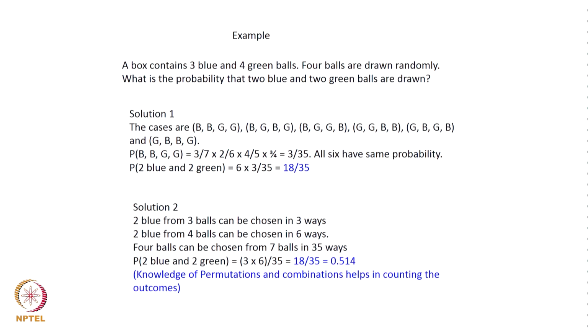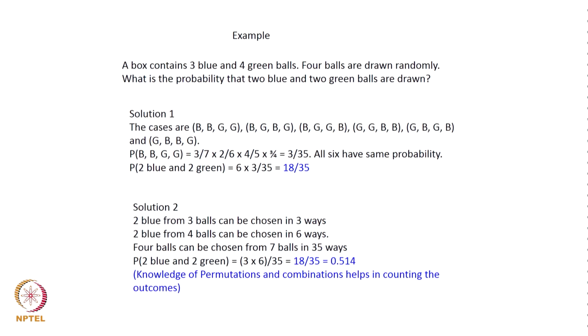So probability of doing a blue and a blue and a green is, assuming that these are not replaced, 3 by 7 into 2 by 6 into 4 by 5 into 3 by 4, which is 3 by 35. There are 6 ways of doing it, all 6 have the same probability of 3 by 35.